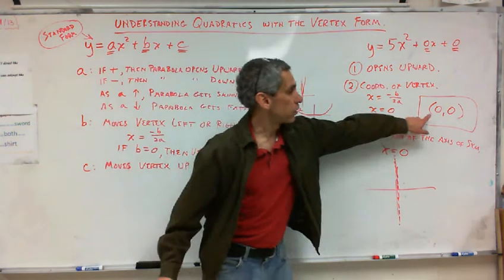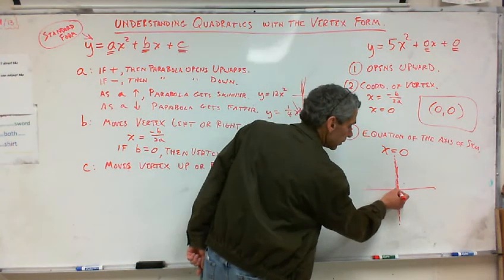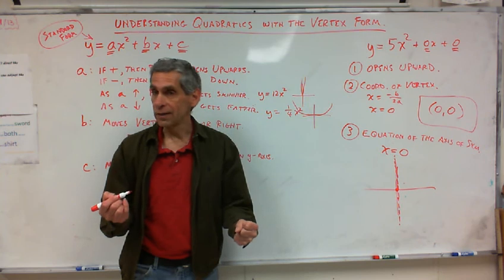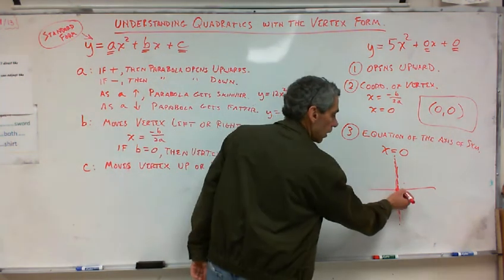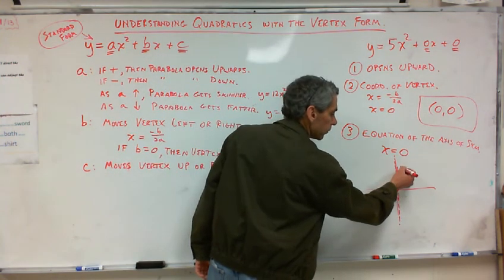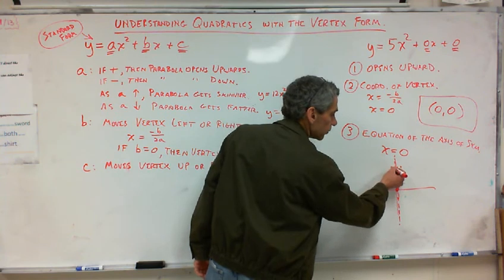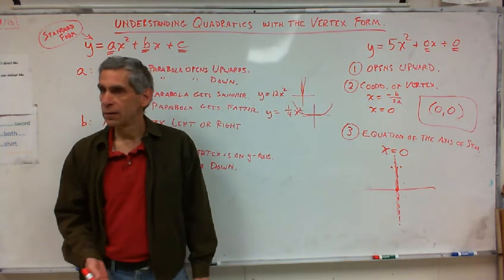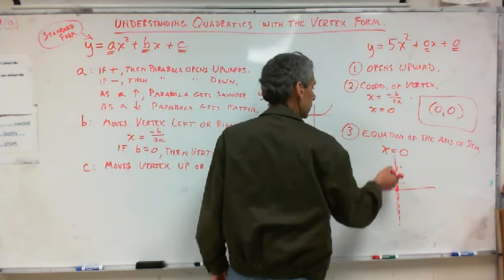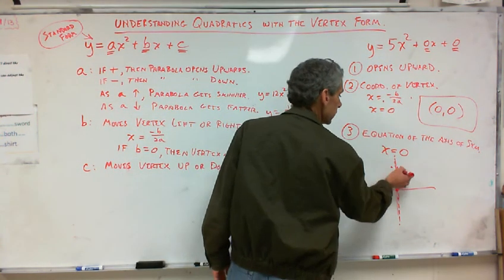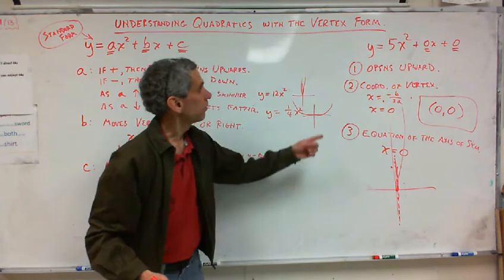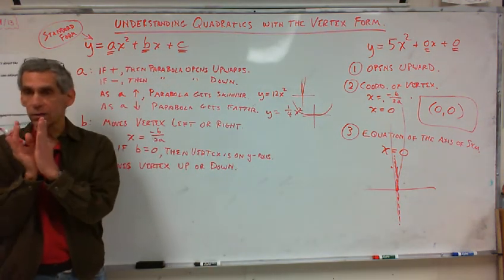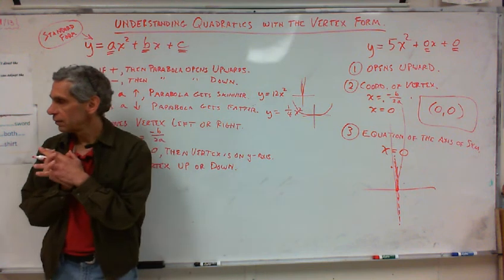So here's my vertex at 0, 0. Put a dot there. And then if I were going to graph it, it would be standard parabola times 5, right? Over 1, up 1 times 5, somewhere up here. Over 2, up 4 times 5, up 20, so way up here, right? So it's going to be a nice narrow graph, because it's 5x squared. As that a starts getting bigger, it's going to get narrower. Okay? You with me so far?